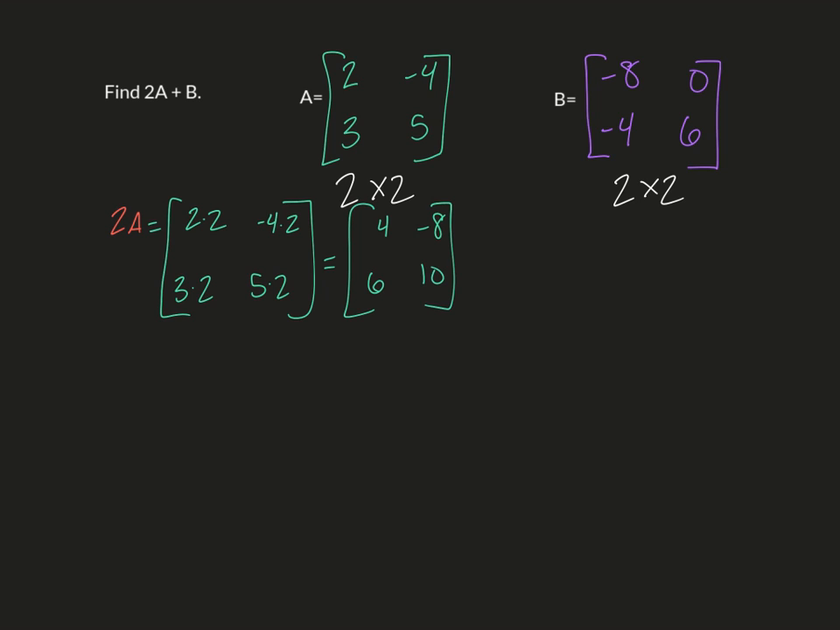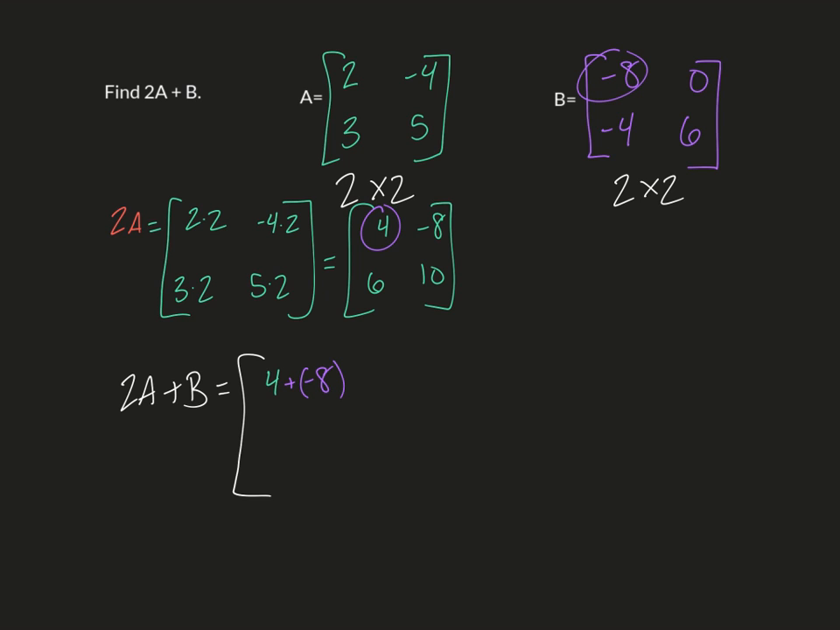What I need to do now is then add that to B. So I'm going to take my 2A and I am going to add to matrix B. And when we do that, we're just going to add similar numbers that are in the same location together. So I'm going to take up in the first location on matrix A, I have a 4, and I'm going to add that to the one that is in the same position on matrix B, which is a negative 8.